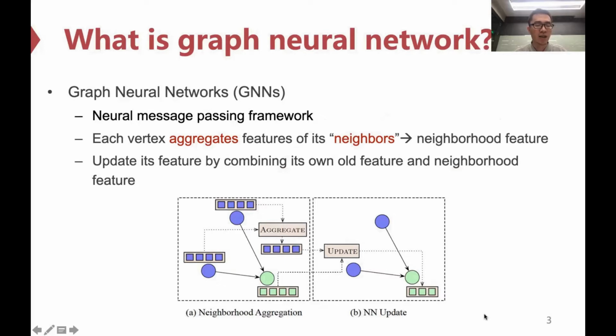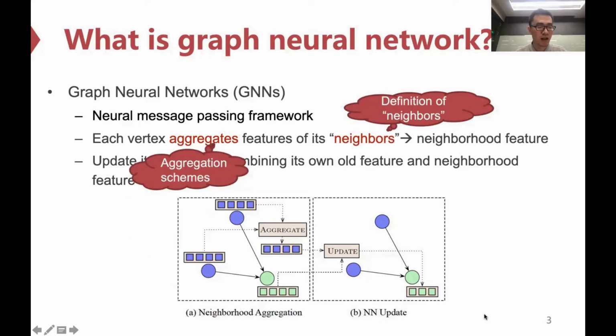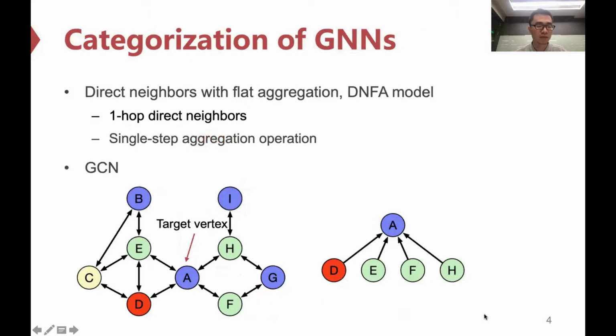By investigating state-of-the-art GNN models, we find that GNN models have diverse definitions of labels and neighborhood aggregate schemes. Next, we present a new two-dimensional classification for GNN models according to their neighborhood definitions and aggregate schemes. The first class is the DNFA model, direct labels with flat aggregation.